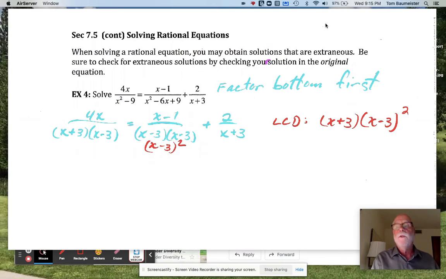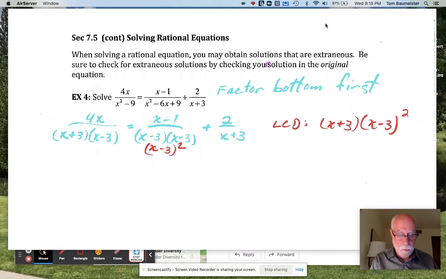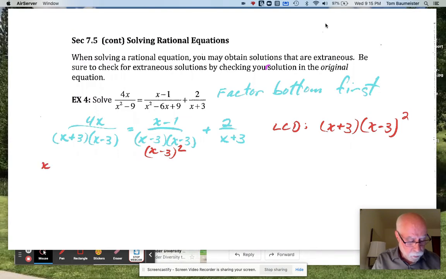All right, so now I'm going to do the same thing, just what I just did here. So I'm going to take my LCD, all right, and let's see here. How did I do it on this one? Yeah, it looks like I'll just go ahead and write it down for each one of them for you. So we have x plus 3, and then we have x minus 3 squared.